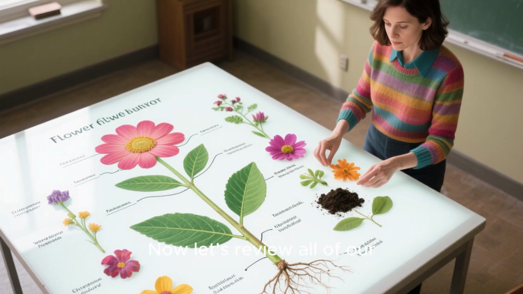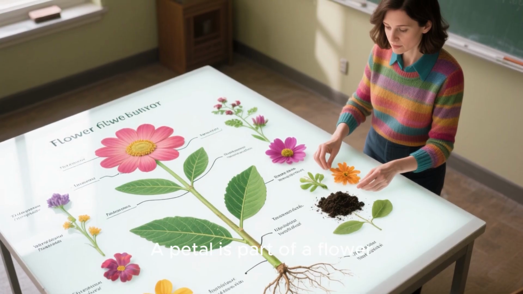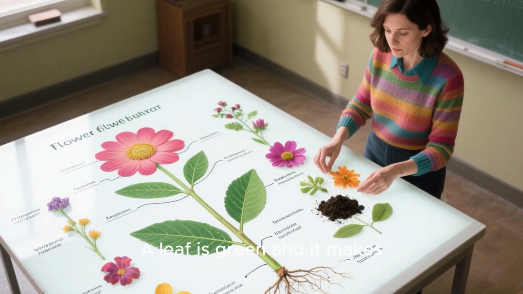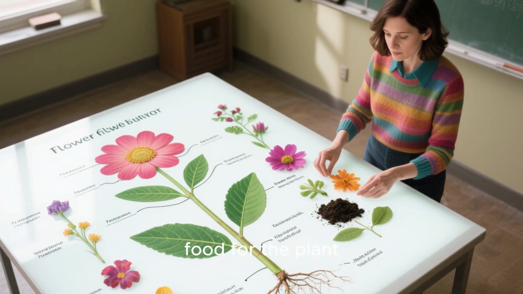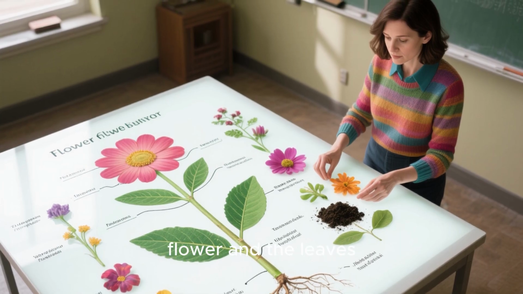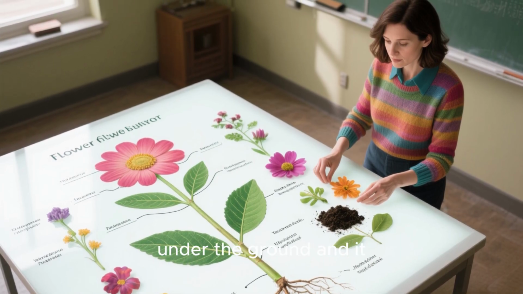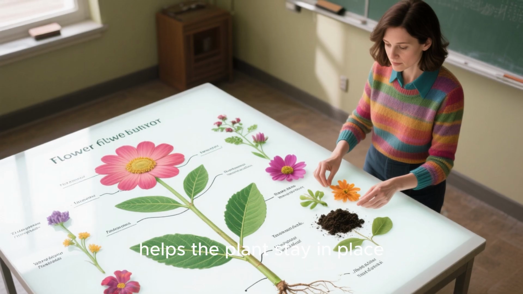Now let's review all of our vocabulary words. A petal is part of a flower. A leaf is green and it makes food for the plant. The stem holds up the flower and the leaves. And the root grows under the ground and it helps the plant stay in place.